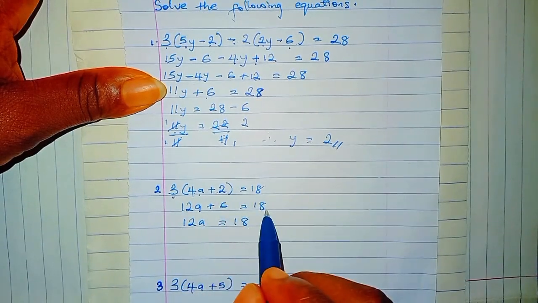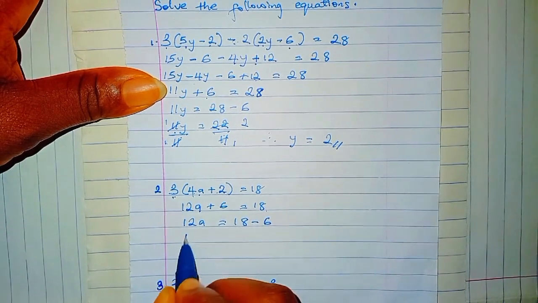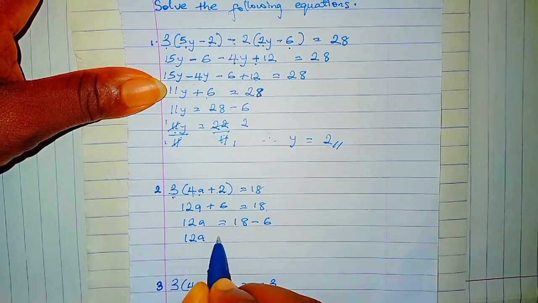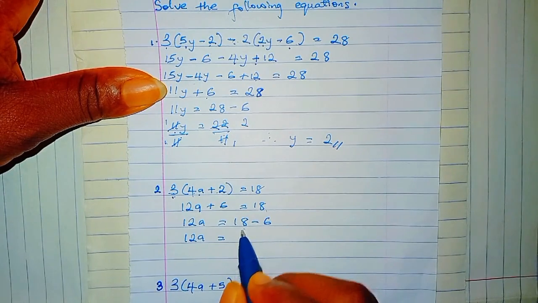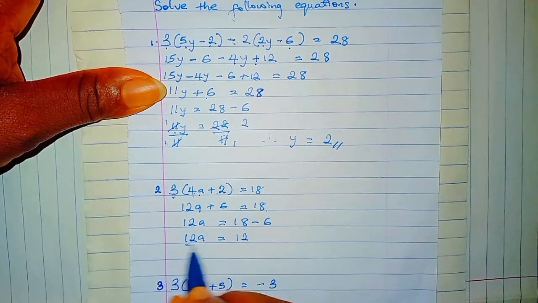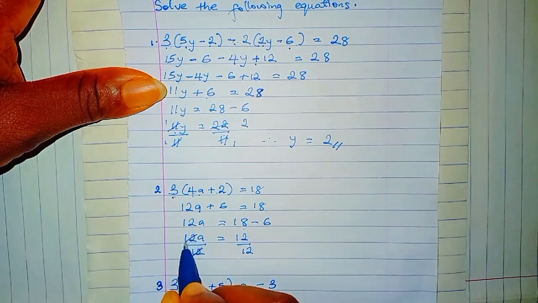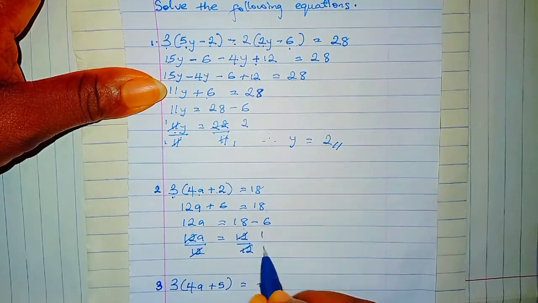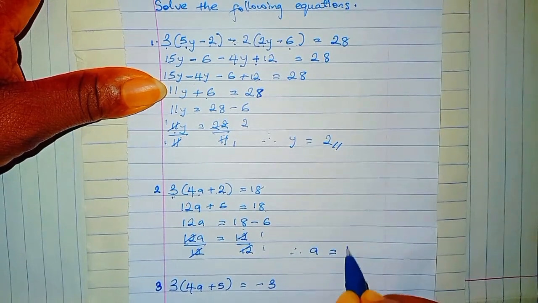This 6 will come and meet 18 here, minus 6. We have 2a equals to, when we minus 6 from 18, we are going to get 12. So we divide both sides by 12. 12 cancel 1. So our a is equals to 1.